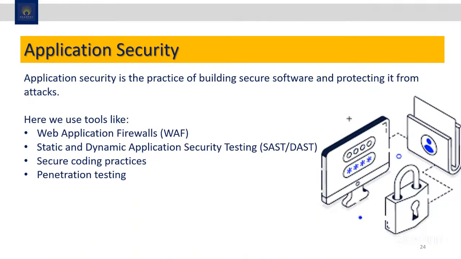We also have application security. Every web app, API, or software as a service product is potentially an attack surface. So application security is the practice of building secure software and protecting it from attacks. You have to be able to build secure software from the software development lifecycle, the SDLC of whatever software you're building.